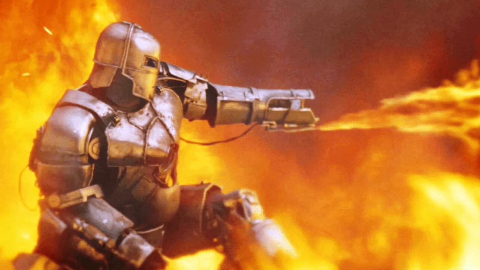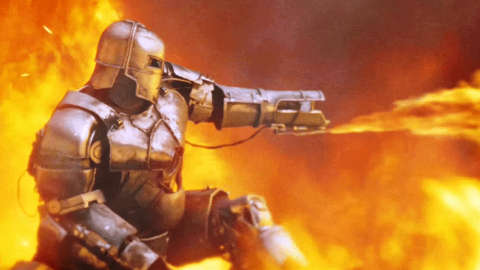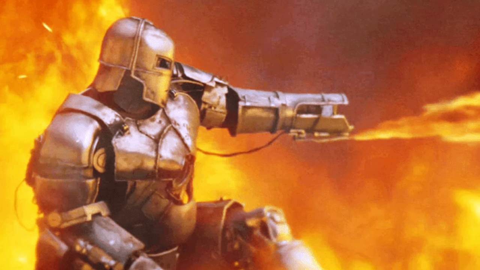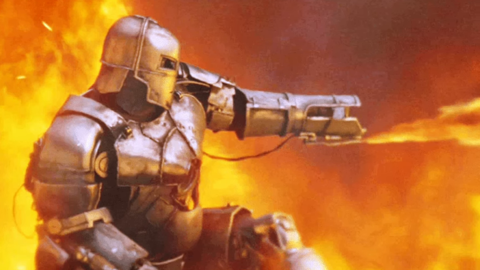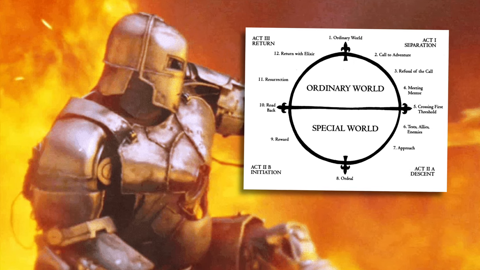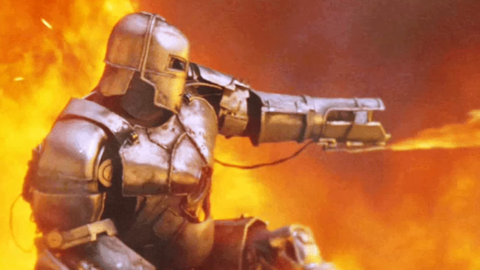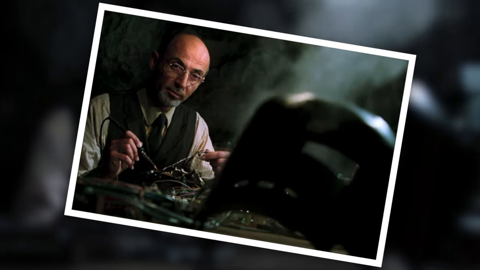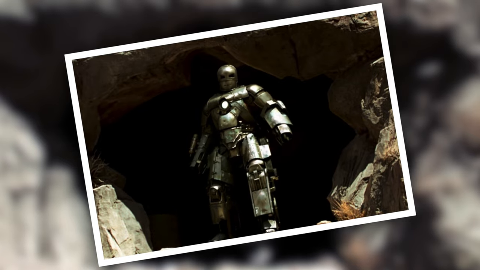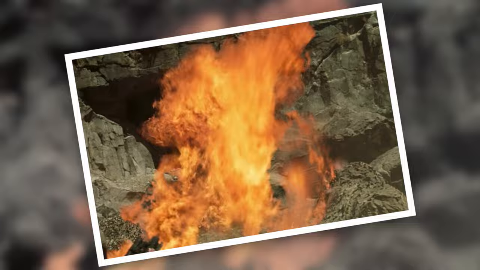The hero may also run into a threat that challenges them before crossing the threshold. It's usually not a serious threat, but some effort is necessary to get past it. This is also the end of the first act of the story. Tony Stark crosses the first threshold when he builds the Mark I and fights back against the terrorists. After these terrorists kill his mentor, Tony has the resolve to push forward and continue his hero's journey.